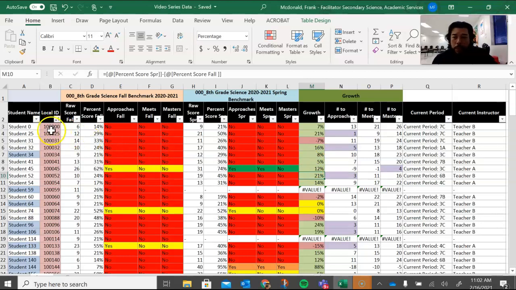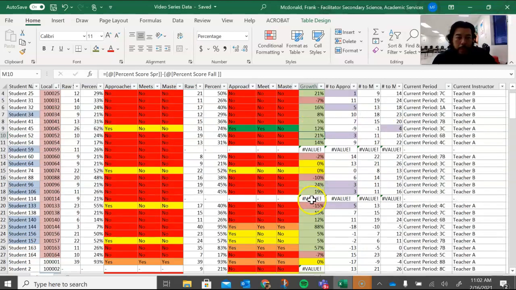So here we are, filtering for the SPED students. We're looking at our SPED kids. This is one way to do it. We can see the growth, ideally roughly around 20 percentage points of growth. This student here jumps out. You have a student that got a 7 on the fall benchmark and got a 95 on the spring benchmark. So there's 88 percentage points worth of growth, which is amazing.